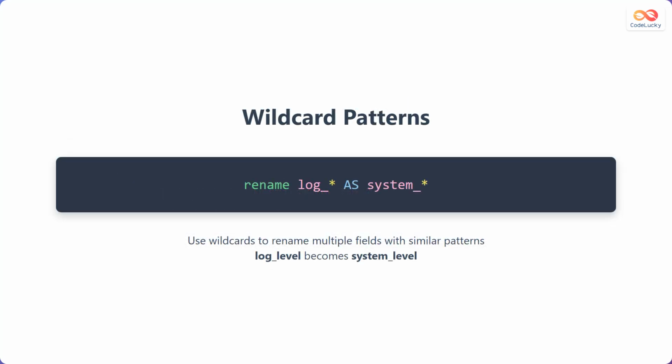The rename command also supports wildcard patterns using the asterisk symbol. This is particularly useful when you have multiple fields with similar naming patterns. In this example, any field starting with log_ will be renamed to start with system_ instead. So log_level becomes system_level, log_type becomes system_type, and so on. The asterisk acts as a placeholder that matches any characters.